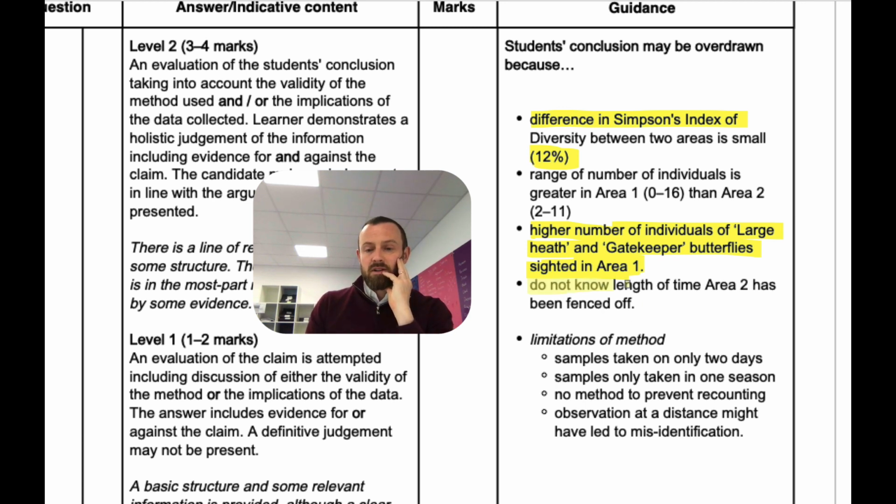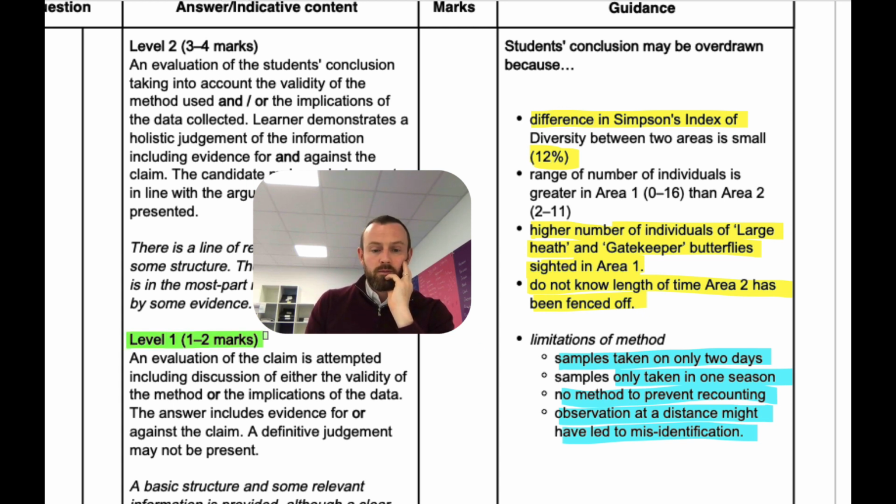And this is what we said, that we don't know the length of time an area has been fenced off. Limitations of the method: samples taken on only 2 days, taken in only 1 season. And then this more stuff here. No method to prevent recounting, and observation at a distance might have led to misidentification. So how did you get marks for this? What's the kind of breakdown?